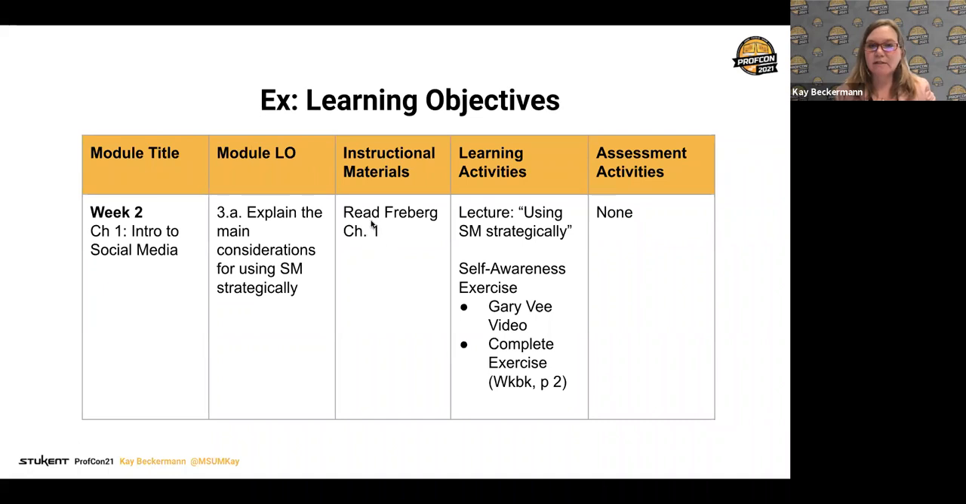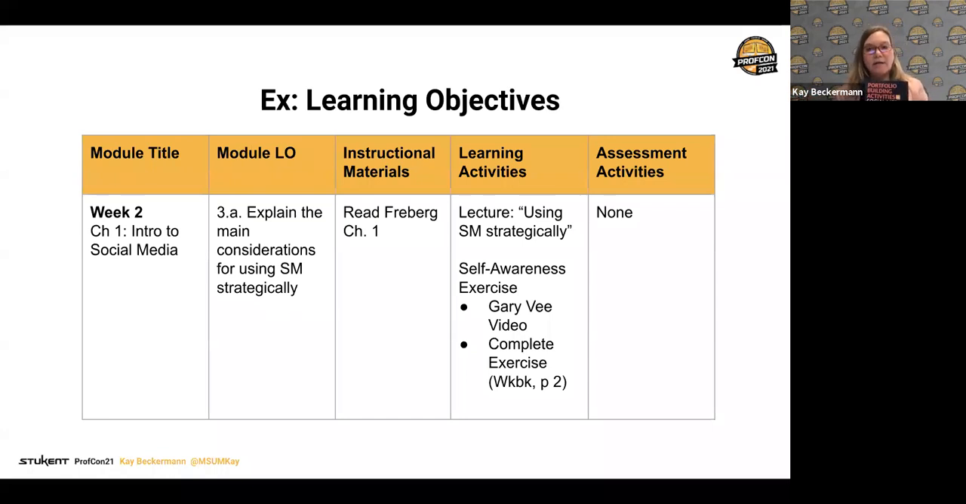So instructional materials, the students prior to class will need to read Freeberg chapter 1. The learning activities, I'll prepare a lecture using social media strategically, and then we will do some exercises in the class. We will watch a Gary Vaynerchuk video about self-awareness, and then there's an exercise that they need to complete based on that video. And you see it says workbook page 2. Again, this is from Karen's book, Portfolio Building Activities in Social Media. It's a great workbook if you need some ideas.